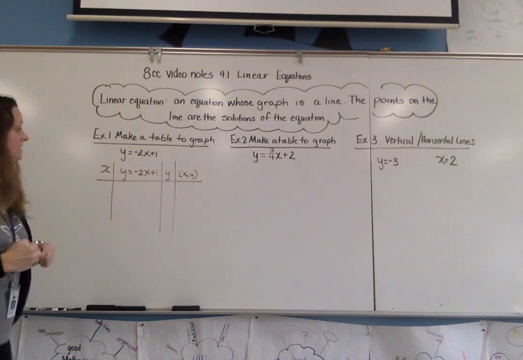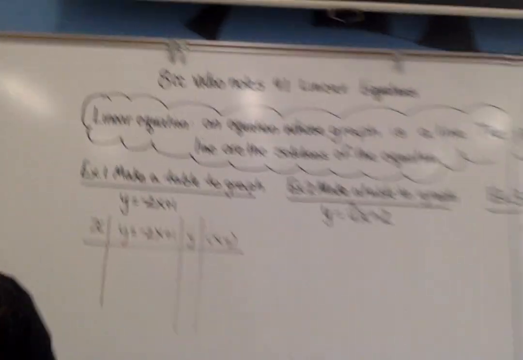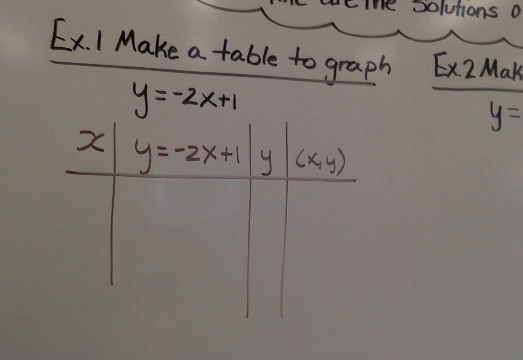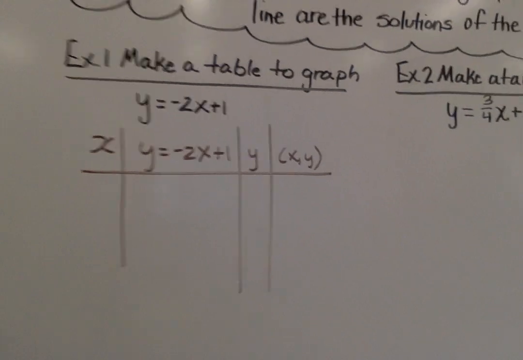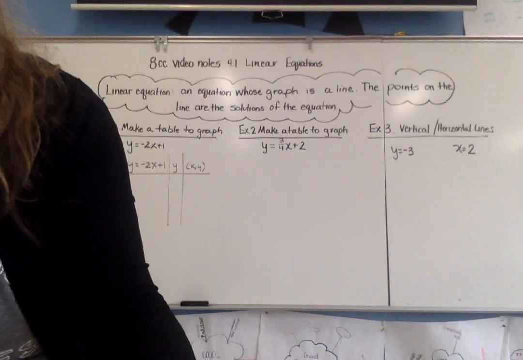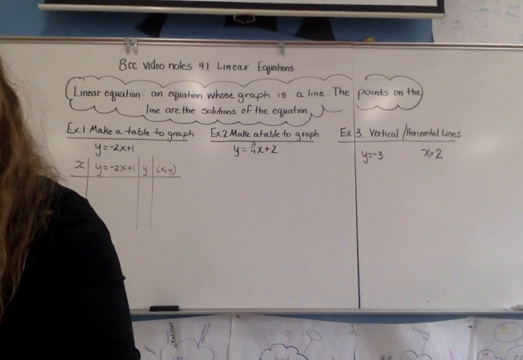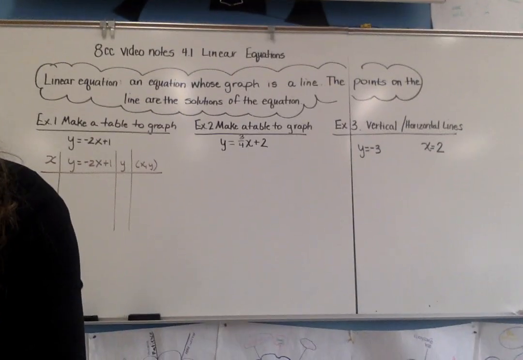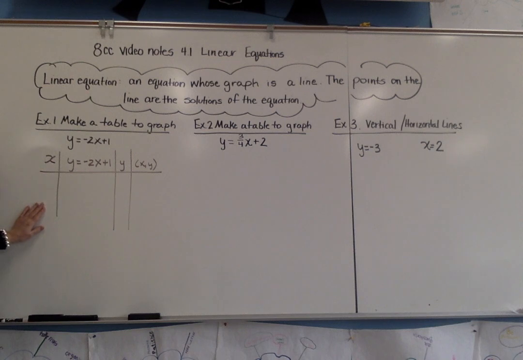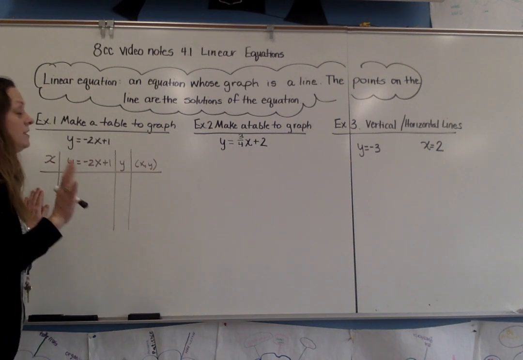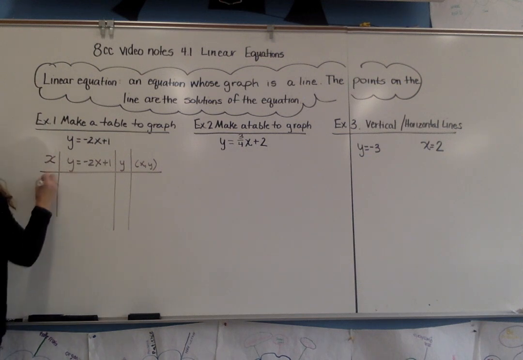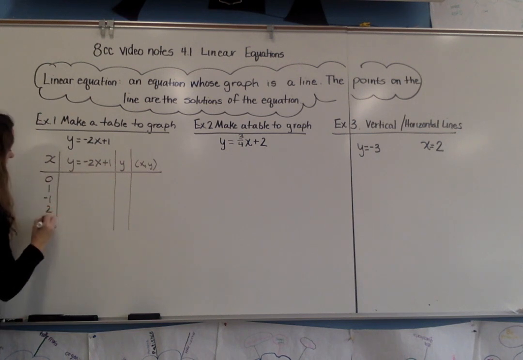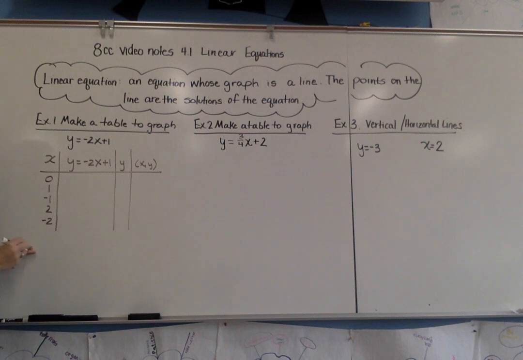Within that table, I'm going to show you up close. I have x, I have y equals negative 2x plus 1, I have a y column, and then I have an xy column. Move a little closer to see that part. All right, perfect. I am going to require typically 5 x values in order to graph. I always pick the same x values if only integers are being used, and these are the x values that I typically use.